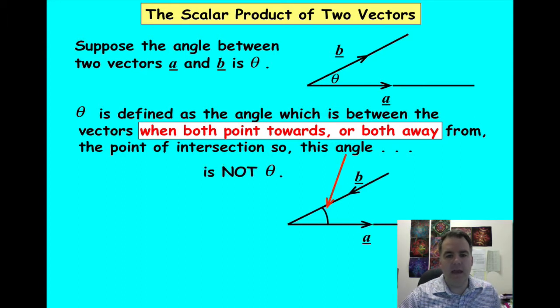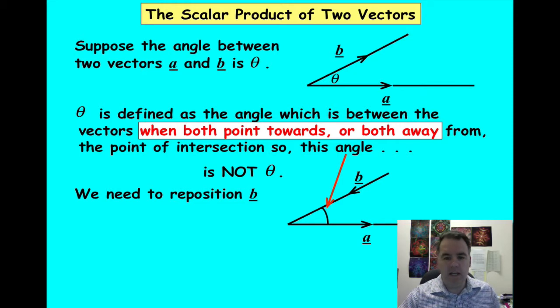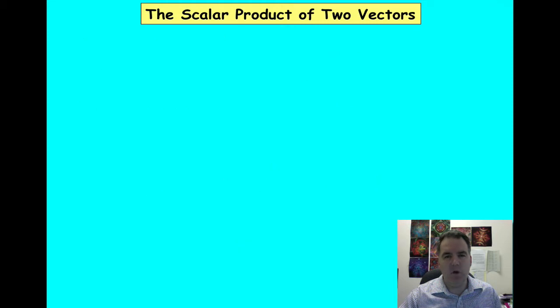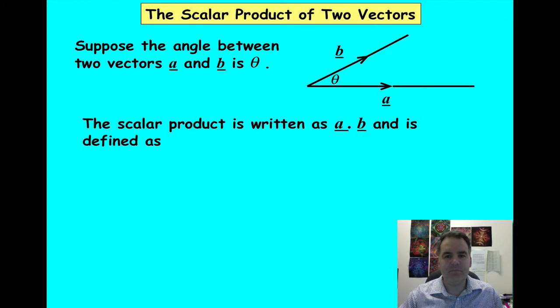So that angle there is not theta. If we do it the other way around, if one is going in, in this case B is going into the angle and A is going away, then this is the angle between them. So that theta in this case is an obtuse angle. That's just a good thing to keep in mind when we first start doing these.